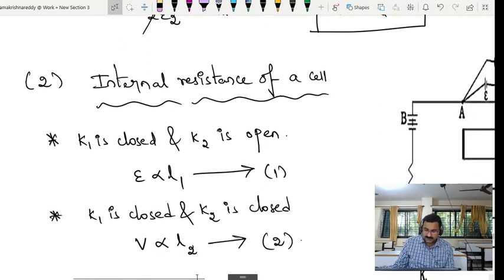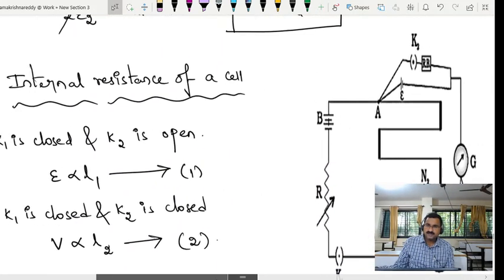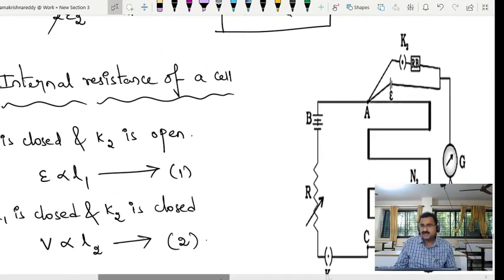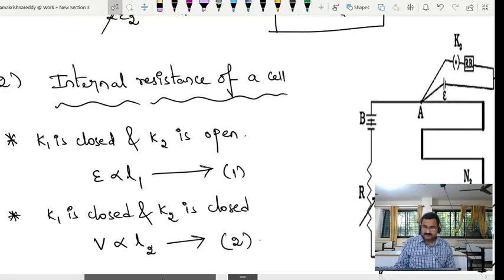Next one, internal resistance of a cell. So what is the concept of the internal resistance of a cell? Similar to that one, the diagram once again we are taking. So see that one. Again we observe a resistance box introduced in the circuit, with another cell having an EMF E. Now what happens in that one? See, the same thing.